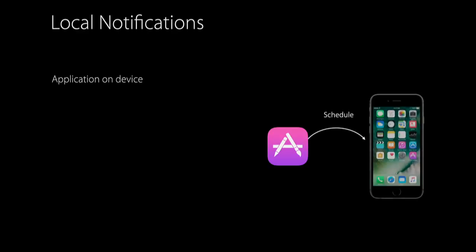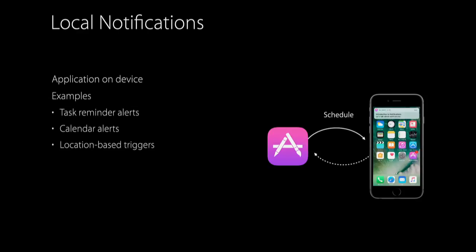Now, local notifications are the ones that are used by applications that are on the device. Examples of local notifications use time-based triggers or location-based triggers, where your application schedules this notification with the system, showing the notification to the user's device, and when the user handles this notification, your application gets a callback. As I mentioned, examples of these can include task reminder alerts, calendar alerts, or location-based triggers.